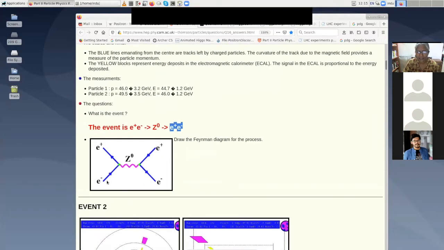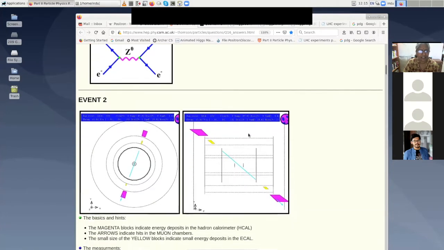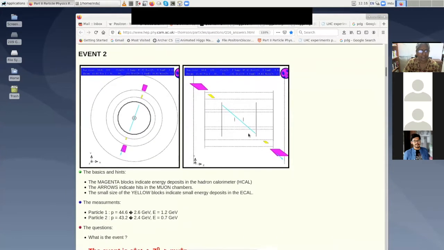So this is the Feynman diagram for the process: e+ e- goes to Z, which then decays to e+ e-. I don't want to talk about the physics; we will do that anyway in the class. So let us go to the second event.